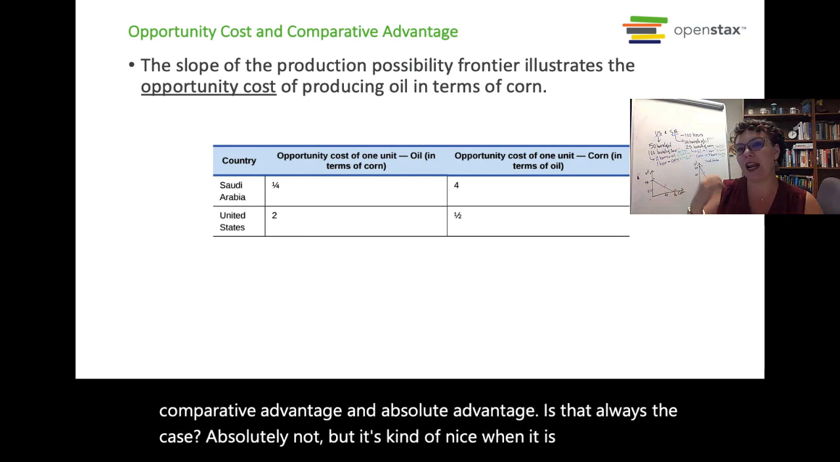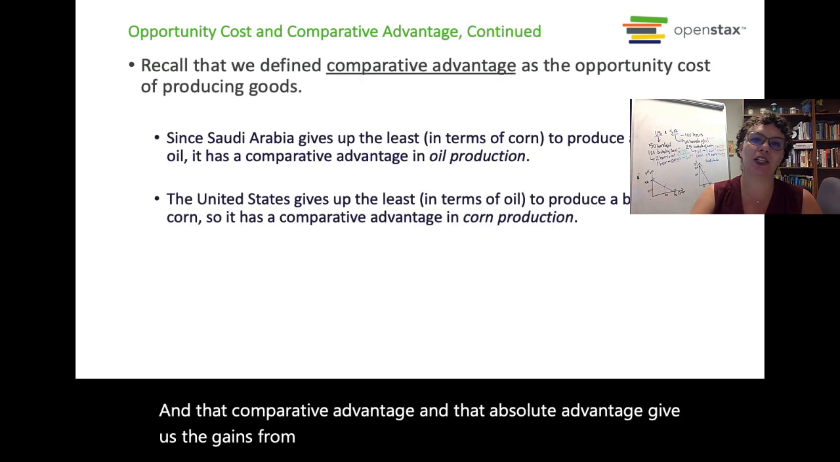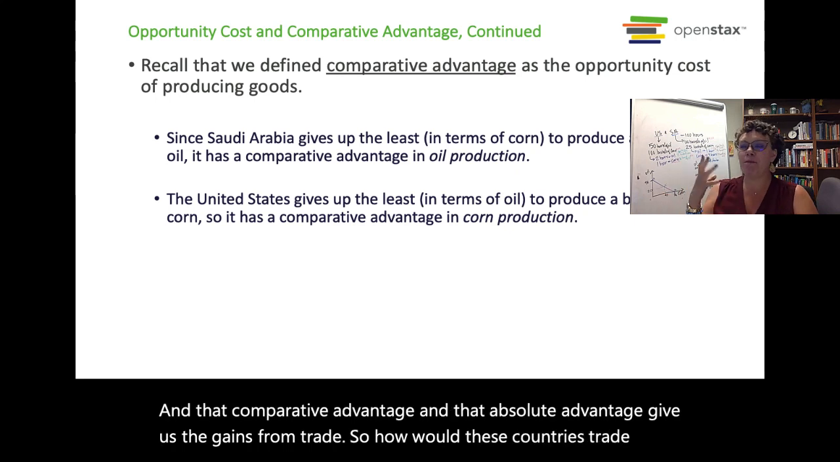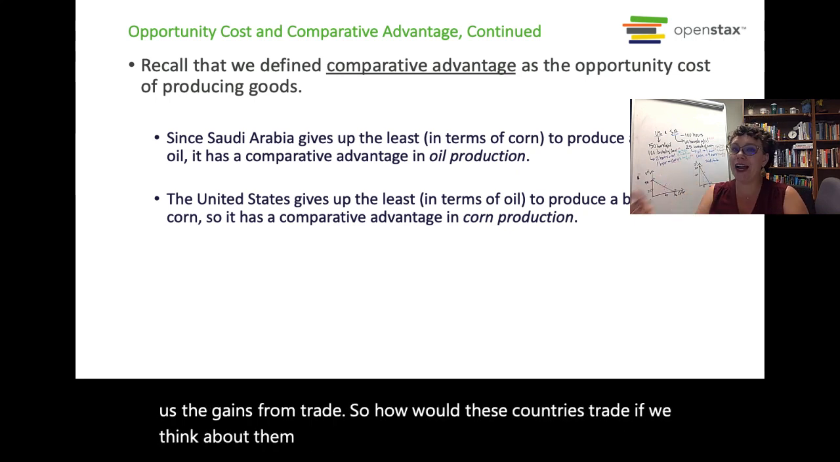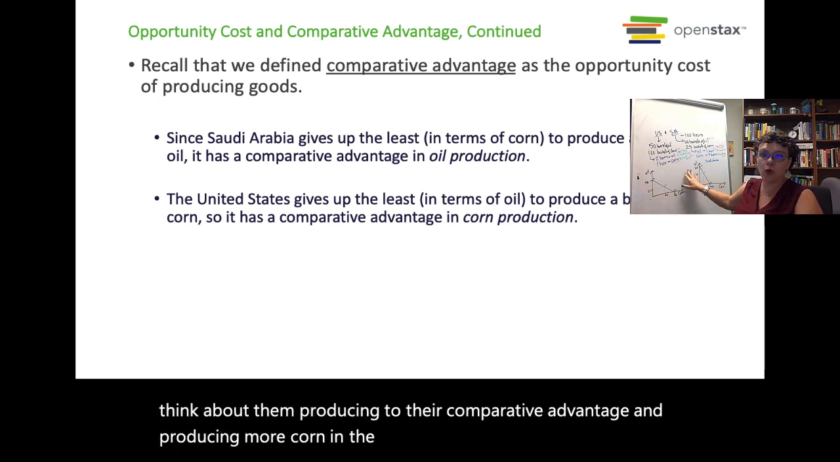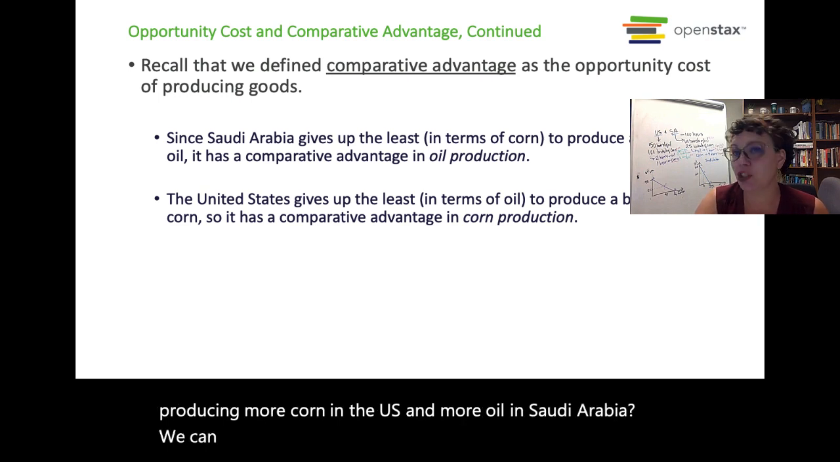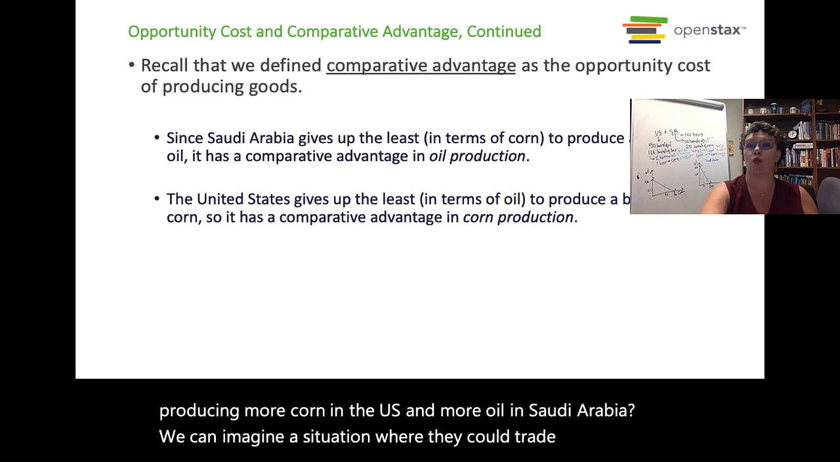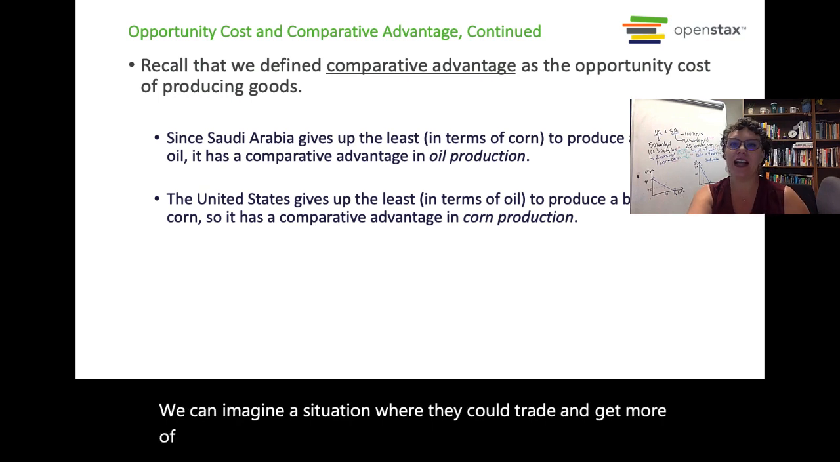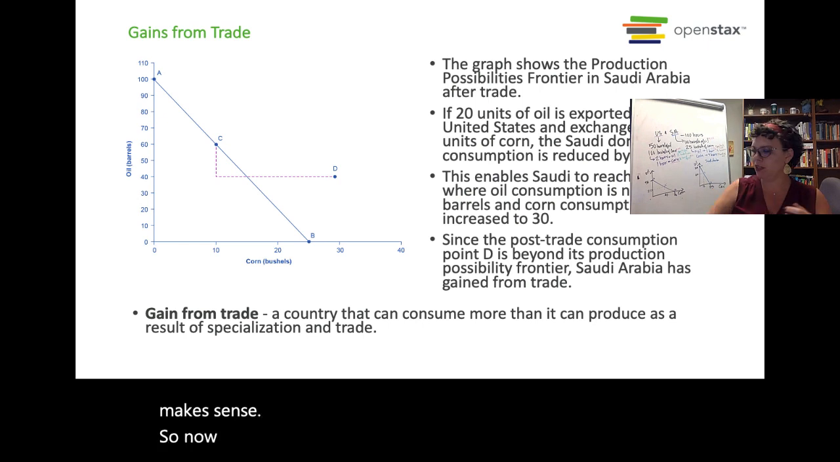And that comparative advantage and that absolute advantage give us the gains from trade. So how would these countries trade? If we think about them producing to their comparative advantage and producing more corn in the U.S. and more oil in Saudi Arabia, we can imagine a situation where they could trade and get more of everything. And that's coming from these advantages. So hopefully the idea of comparative advantage and opportunity cost makes sense. So now we want to assume trade.